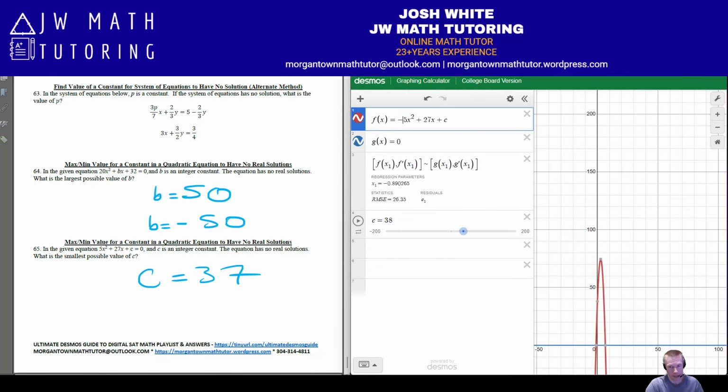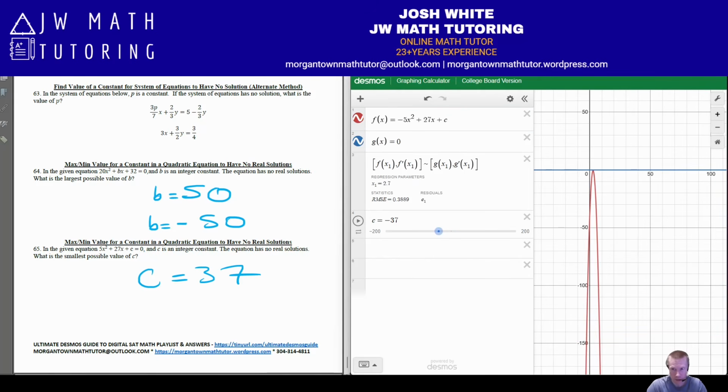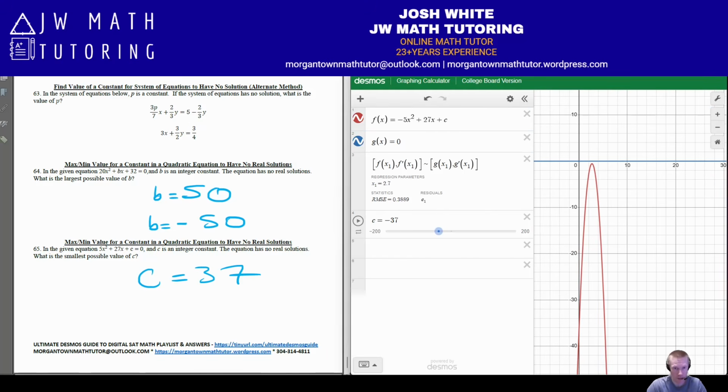If I made this negative and it flipped, let's zoom in here, then it would be the opposite. Negative 37 would be the largest possible value of c, because if you go above that, if you make it larger, you no longer have no real solutions; you have two real solutions, or two x-intercepts. So that's basically the difference between 64 and 65, finding the value for b versus finding the value for c.